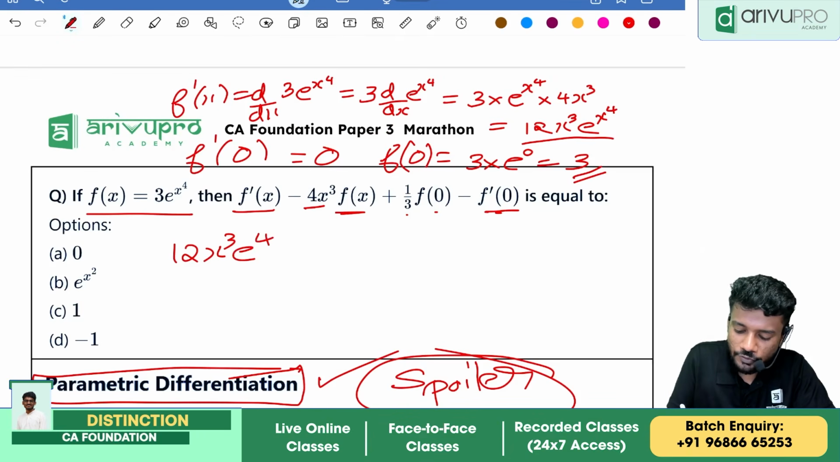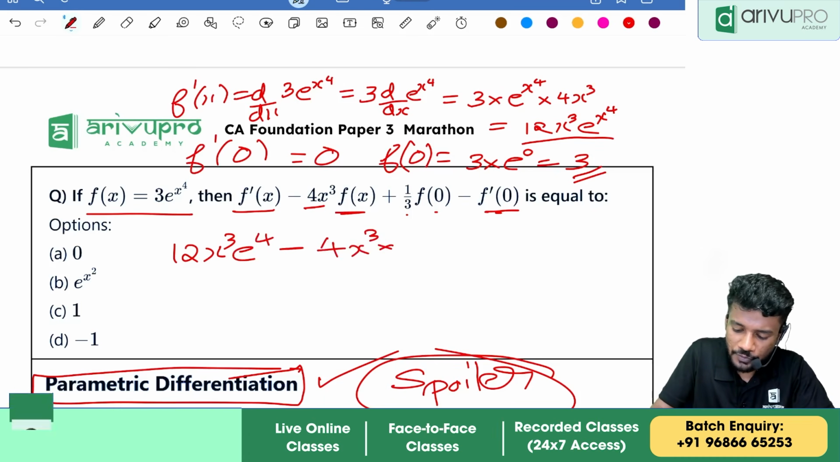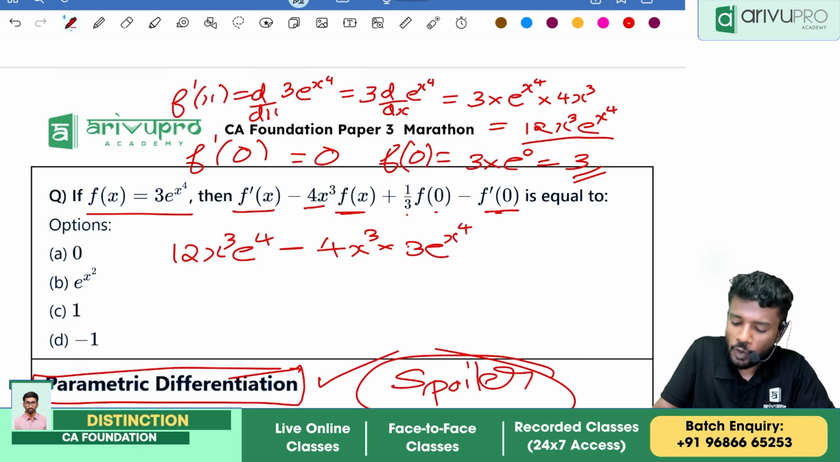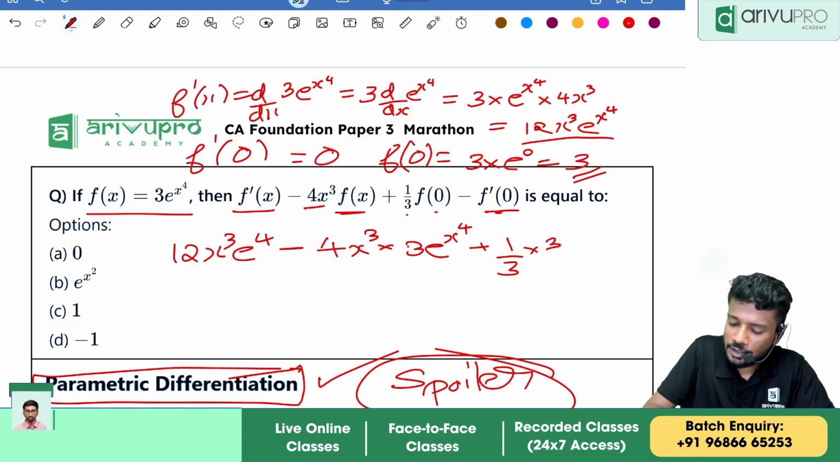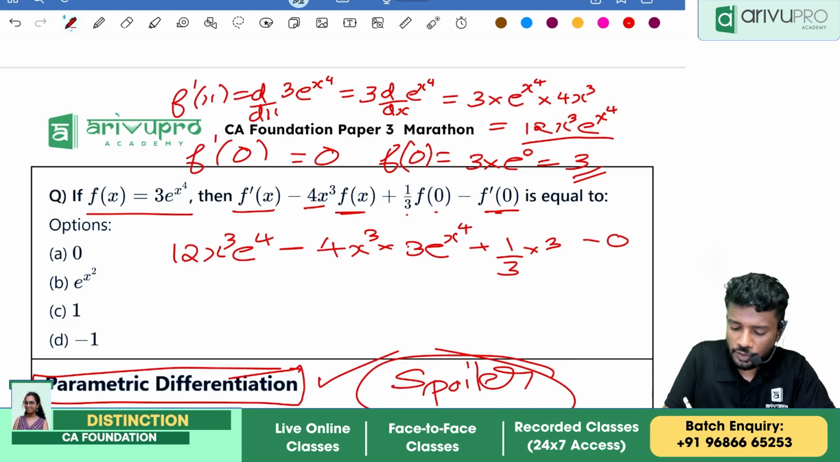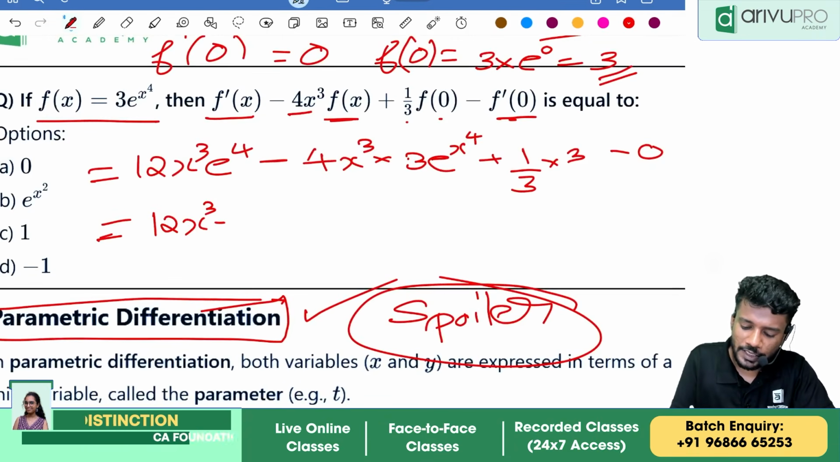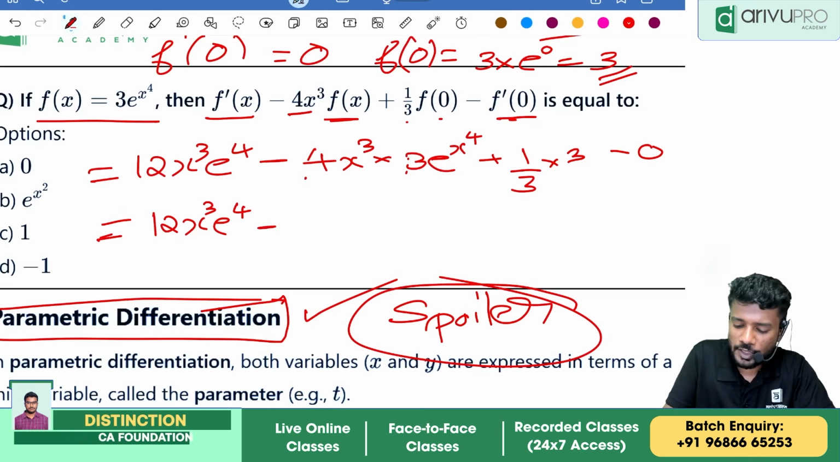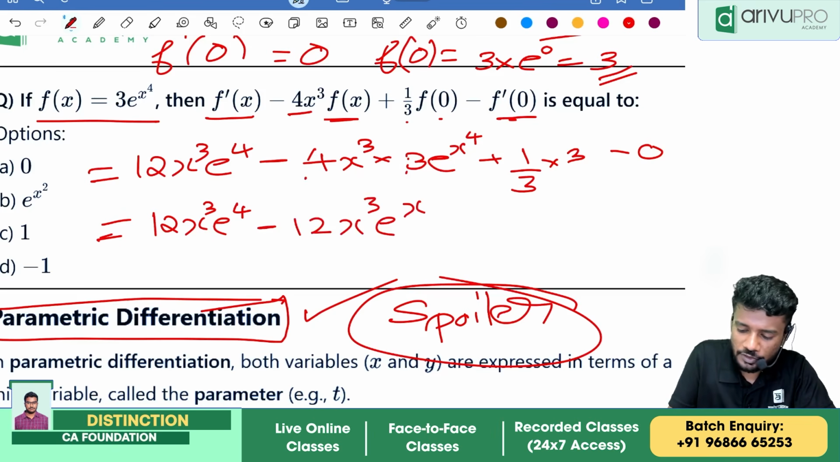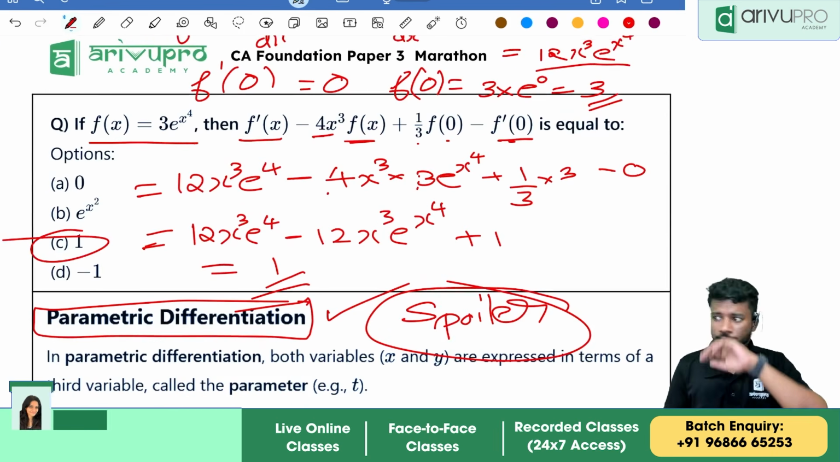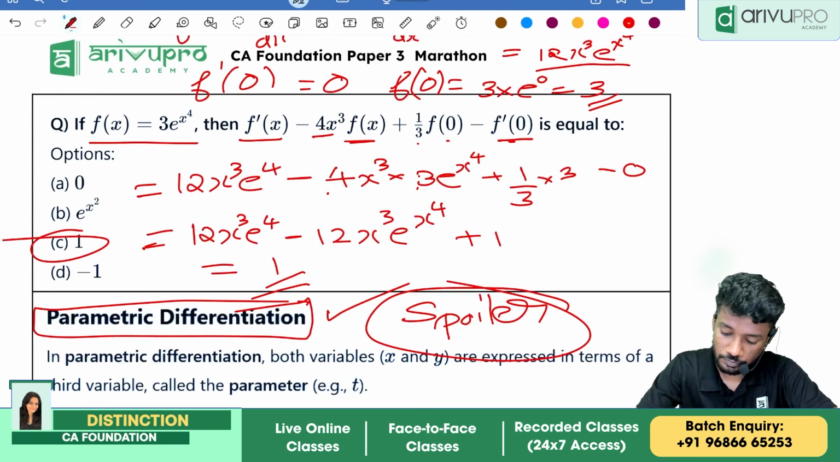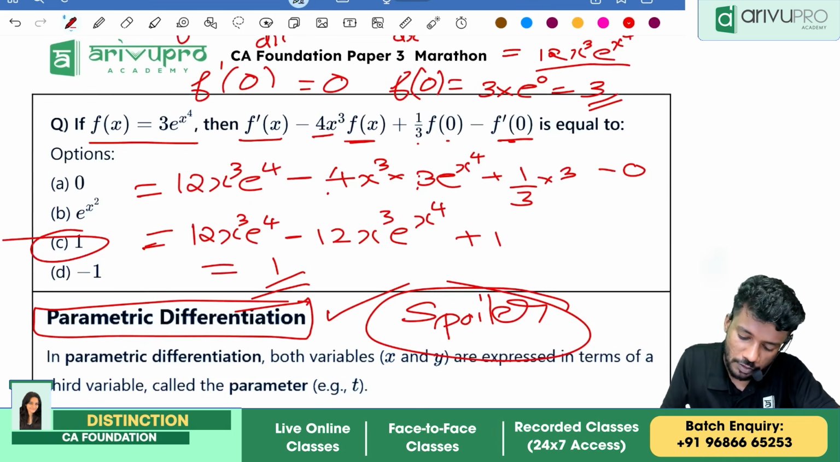12x cube e raised to 4 minus 4x cube into what? The f of x is how much? 3 e raised to x raised to 4. Then plus 1 by 3 into what? F of 0 is how much? 3. Then f dash of 0 is how much? 0. Now you tell me what is the answer. Yes, we'll check. So 12x cube e raised to 4 minus 4 into 3 is how much? 12. Then x cube is remaining, e raised to 4 plus 1. What is the answer? 1 is your answer, option C.